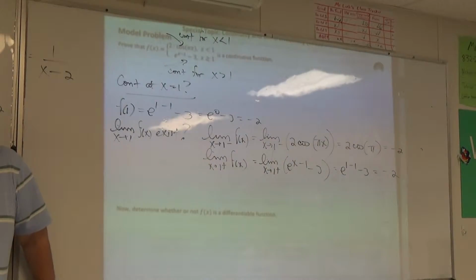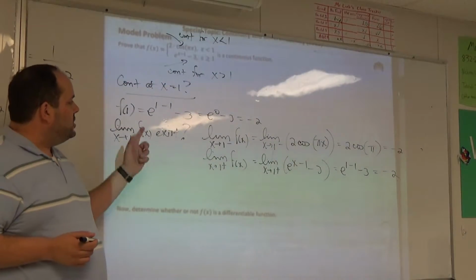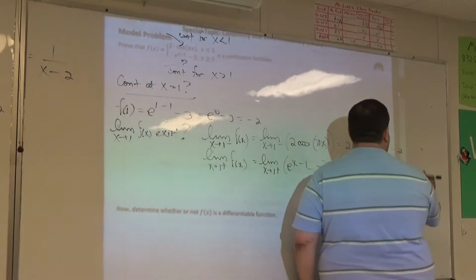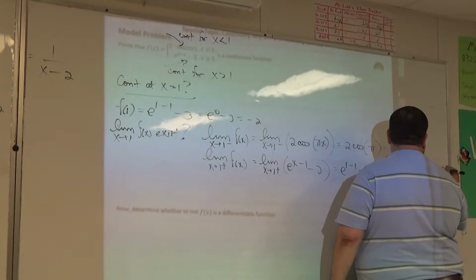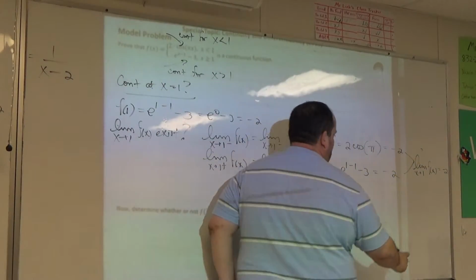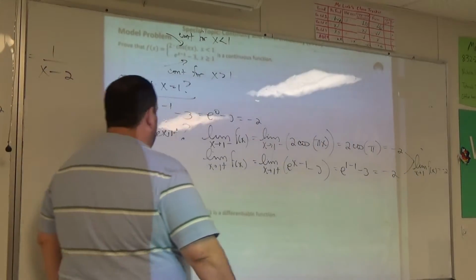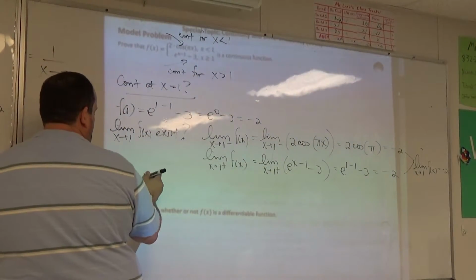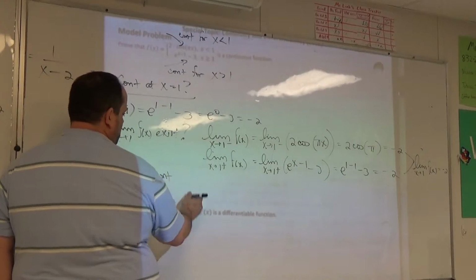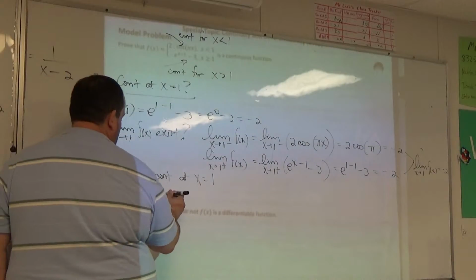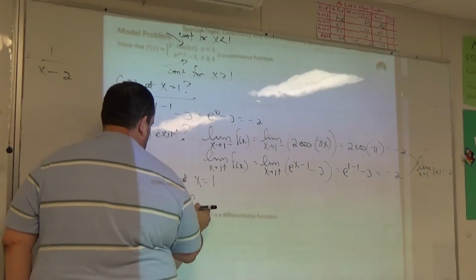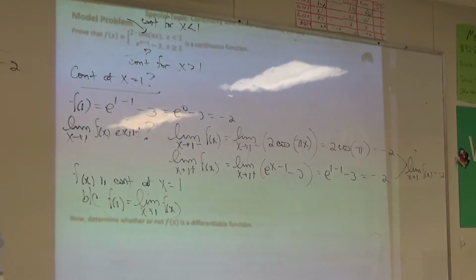Conclusion? It is continuous. You could say, because of these two, the limit as x approaches 1 equals negative 2. And that's good, but the conclusion has to be f is continuous at x equals 1 because f of 1 equals the limit as x approaches 1. If any of those things had fallen apart on you, you can't say continuity.